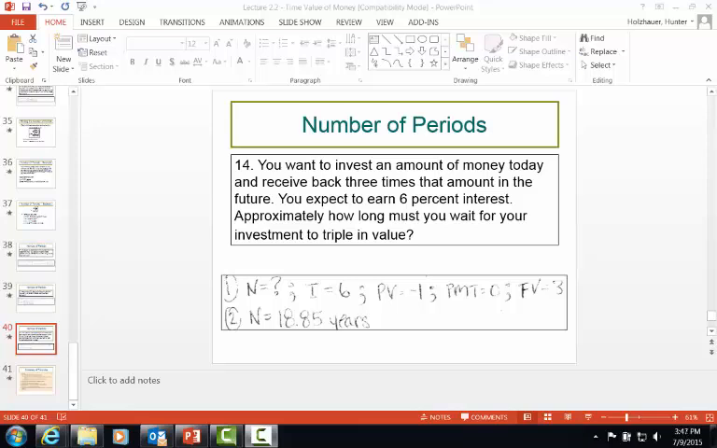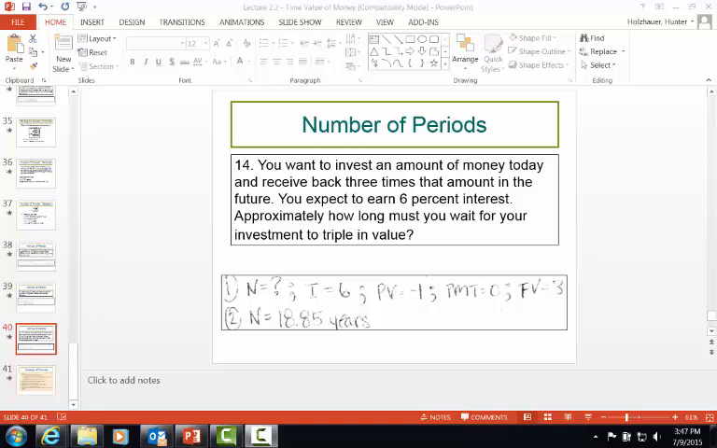Now, once again, we're going to just make present value -1 in this case. Future value would be 3 for tripling. Payment is 0, so that takes care of those. I equals 6, and you solve for N, which is 18.85. So it's going to take you 18.85 years here for that investment to triple in value.